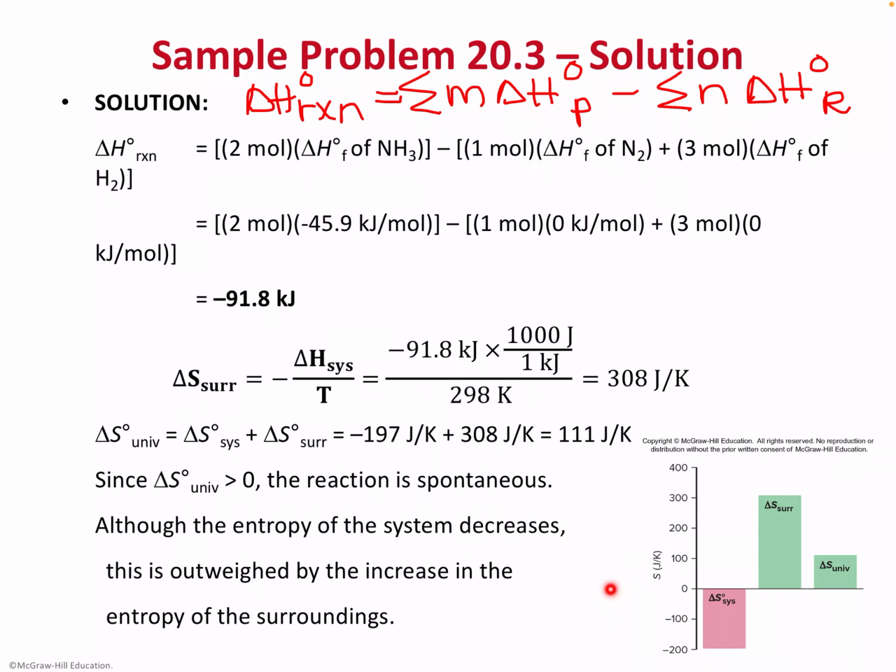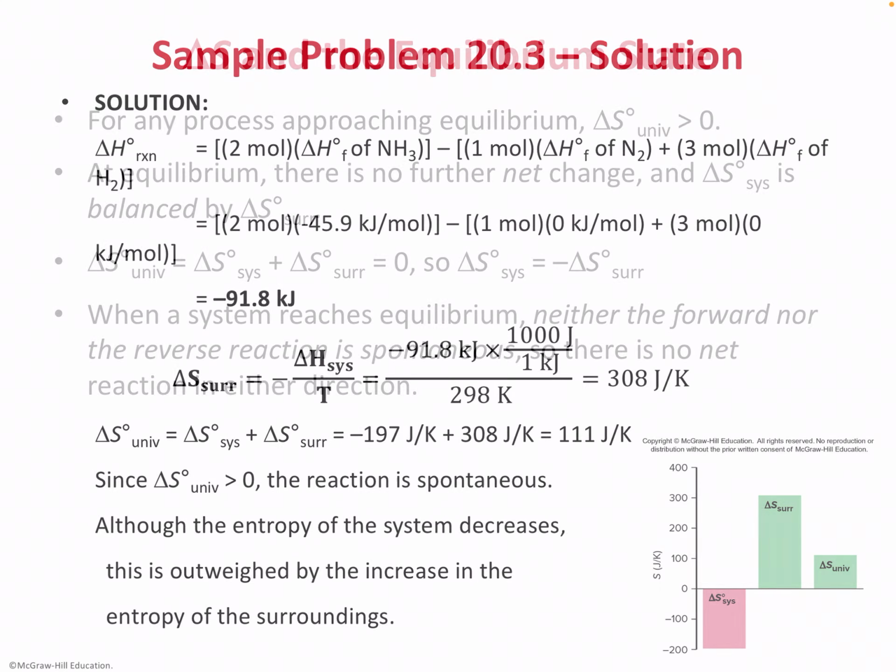So for a spontaneous reaction, you can have delta S negative or positive for the system. This is showing it in graphical form. System delta S naught is negative, but the surrounding has a higher positive value compared to this one. So as a result, delta S universe is positive, and it is a spontaneous reaction.